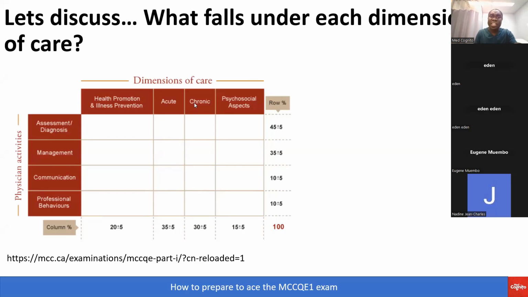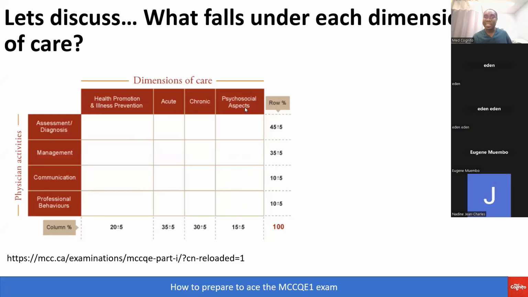That is why I can ask you chronic and professional behaviors. I can have a patient with HIV, and I'll ask you, for example, what is my obligation? Do I tell public health? It falls here, chronic behavior and professional behaviors. And then you also have psychosocial aspects and professional behaviors. For example, a patient who has depression, who is having homicidal and suicidal thoughts. What do you do? What's your obligation as a physician?